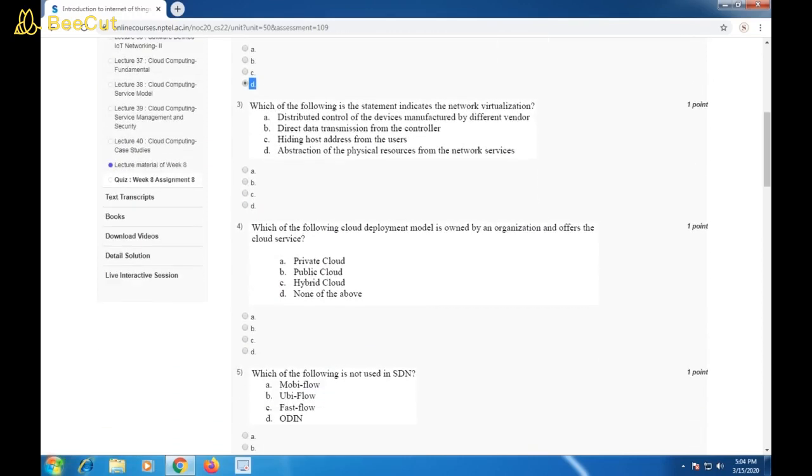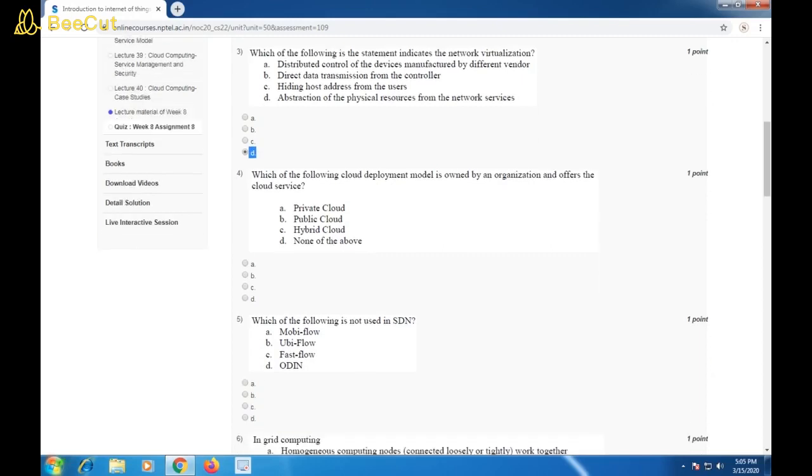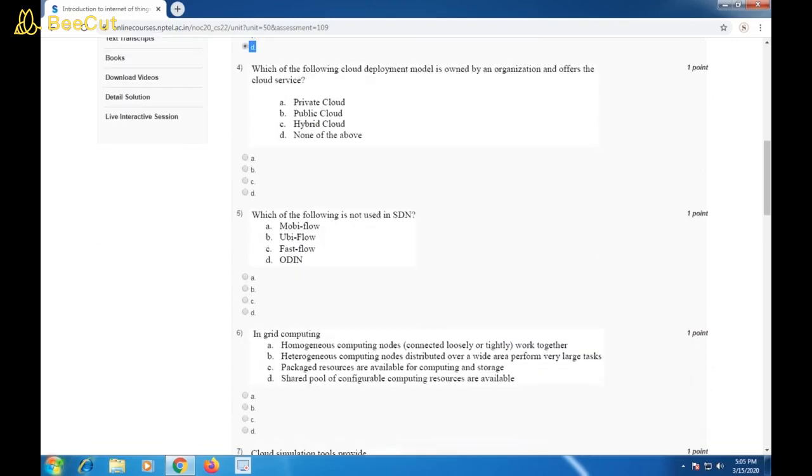And the third question: which of the following statements indicates network virtualization? The answer for this is option D. Abstraction of the physical resources from the network services. Okay. Which of the following cloud deployment models is owned by an organization and offers the cloud service? The answer for this is B, public cloud. The answer for the fourth question is option B.